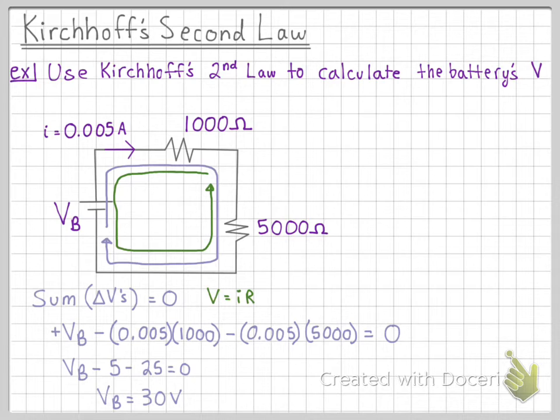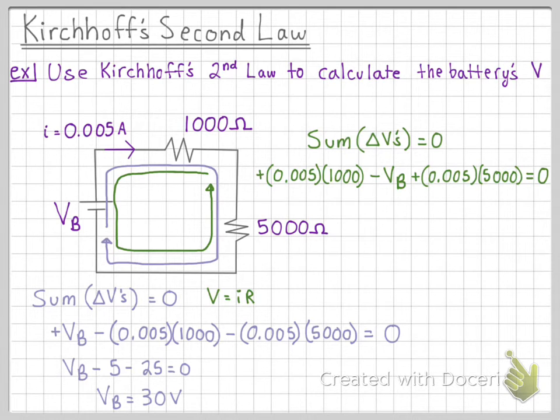So let's begin. Since we are going against the current, we are going to add the voltage drop across the 1,000 ohm resistor. So we're going to take the current times the resistance, and we're going to add it. And now when we go through the battery, we're traveling from the positive to negative side of the terminal. So we're going to subtract the voltage drop across the battery. And when we're going through the 5,000 ohm resistor, we're once again going against the current. So we are going to add the voltage drop, or the current times the resistance. And when we solve again, we still see that this battery's voltage is 30 volts.